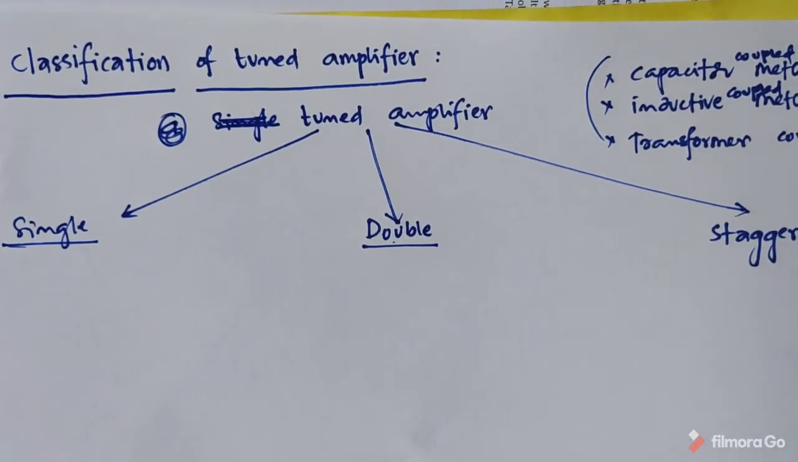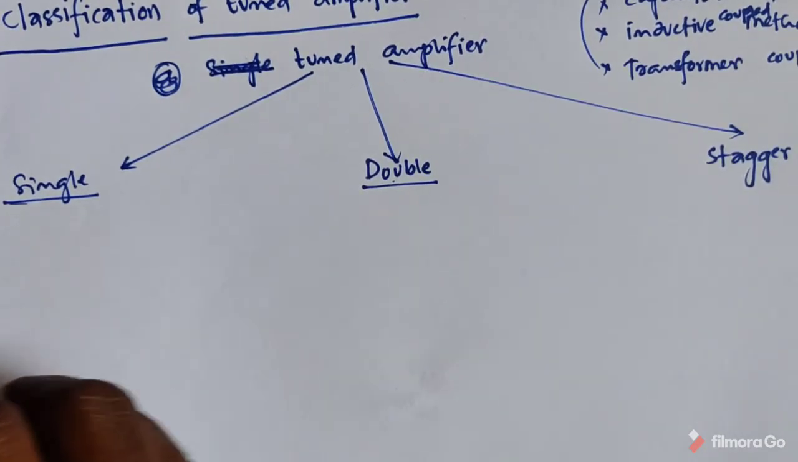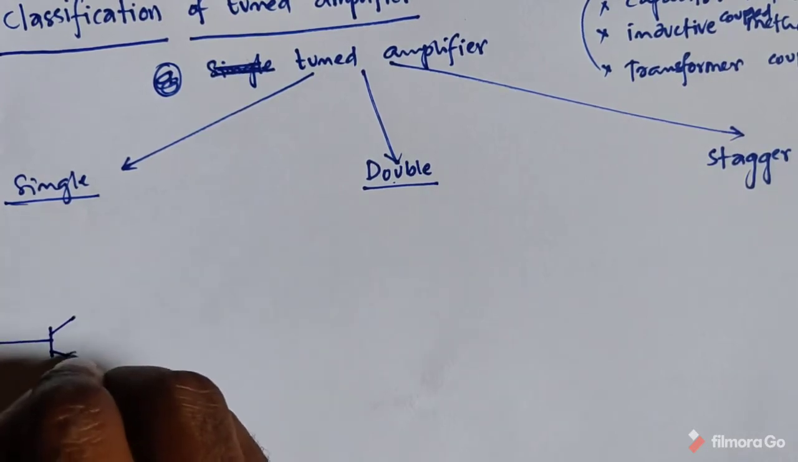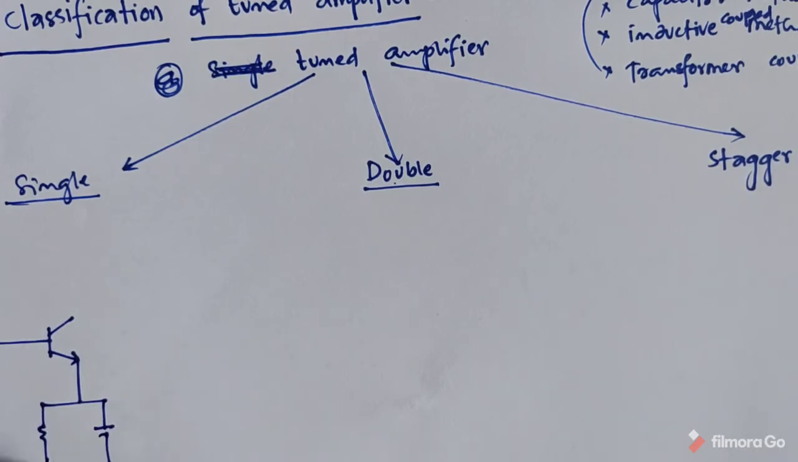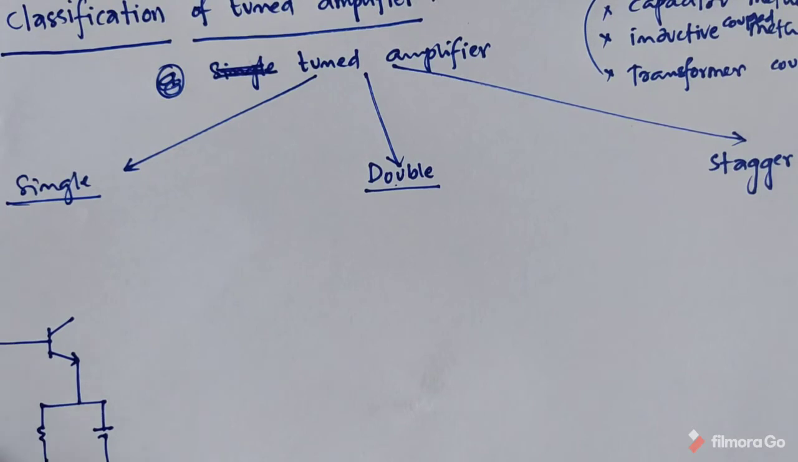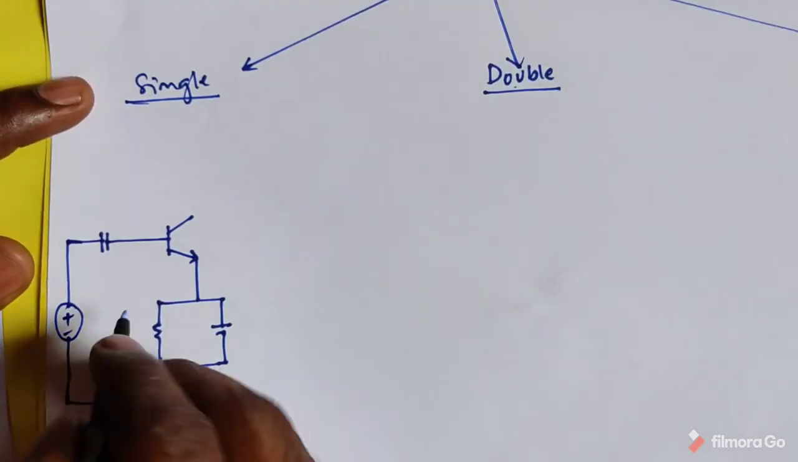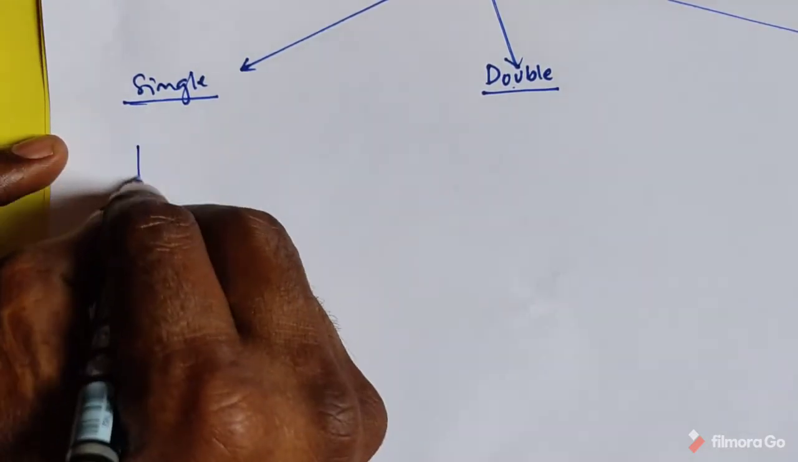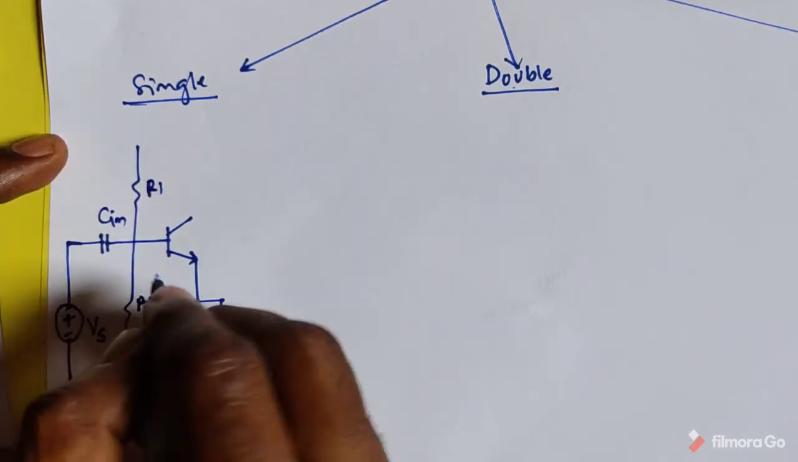First, take the single tuned amplifier. For the basic circuit diagram, take one capacitor at the input stage. Once again I am drawing the circuit diagram. This is the AC input voltage, plus and minus, and this value is Vs. This is the C input value. Take voltage dividers R1 and R2.